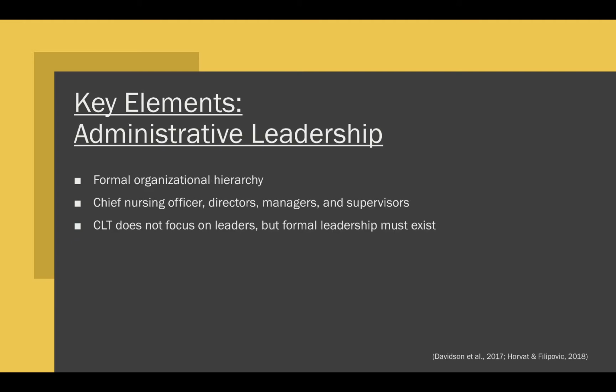Administrative leadership is the formal organizational hierarchy, alignment, and control to include the chain of command. For the nursing staff, it would be the chief nursing officer, directors, managers, and other supervisors. While complexity leadership theory does not focus on the leaders, some formal leadership must exist for organizations to function.